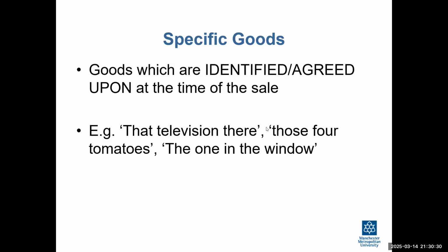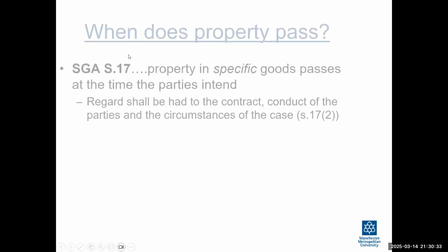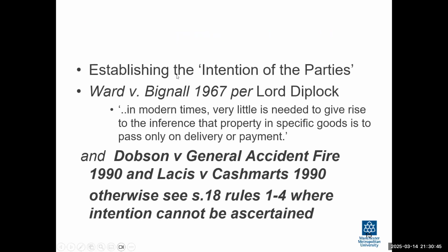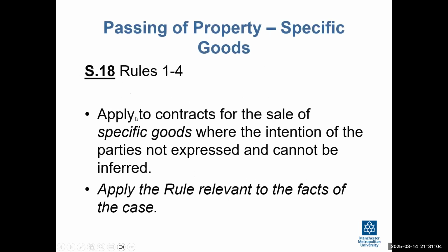We're going to understand what this is all about. When it comes to the sale of specific goods, the property passes at the time the parties intend, and regard shall be had to the contract, conduct of the parties and the circumstances of the case. So, how do we know what the intention of the parties is? Lord Diplock was of the view that it should pass on delivery or payment, but other cases have held that we should look at rules 1 to 4 of section 18 to understand how that is. So let's start looking at that.